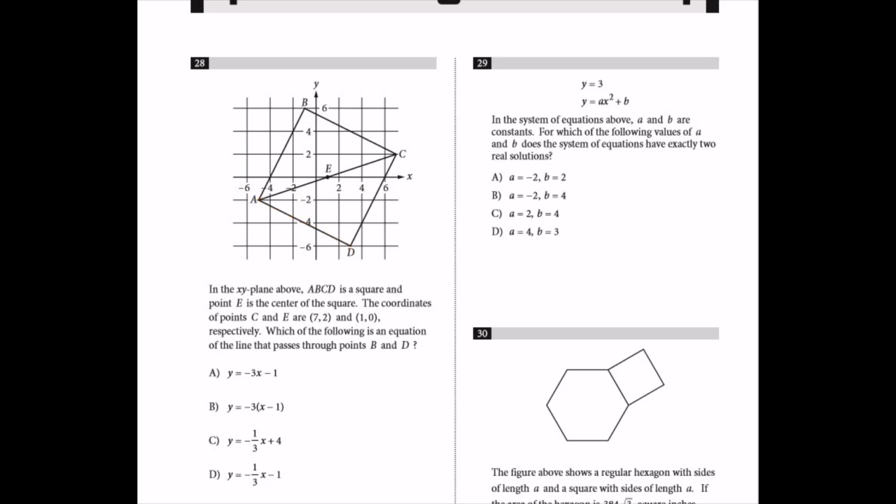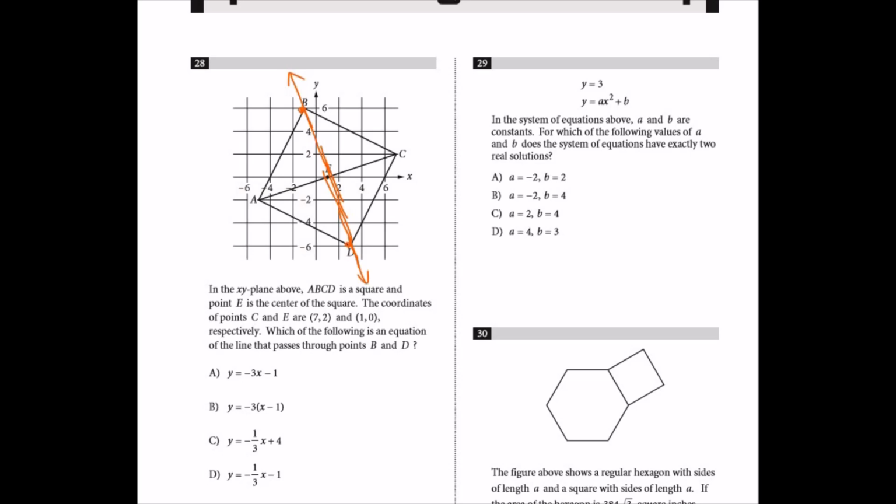Number 28. In the xy plane above, ABCD is a square and point E is the center of the square. The coordinates of the points C and E are (7, 2) and (1, 0), respectively. Which of the following is an equation of the line that passes through points B and D? So we're going to find the equation of the line that passes through B and D, which is this line that you can draw, sketch.